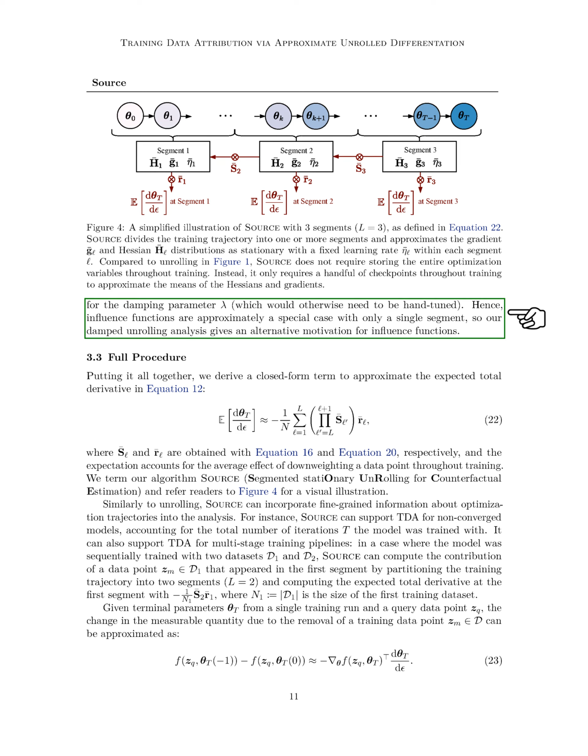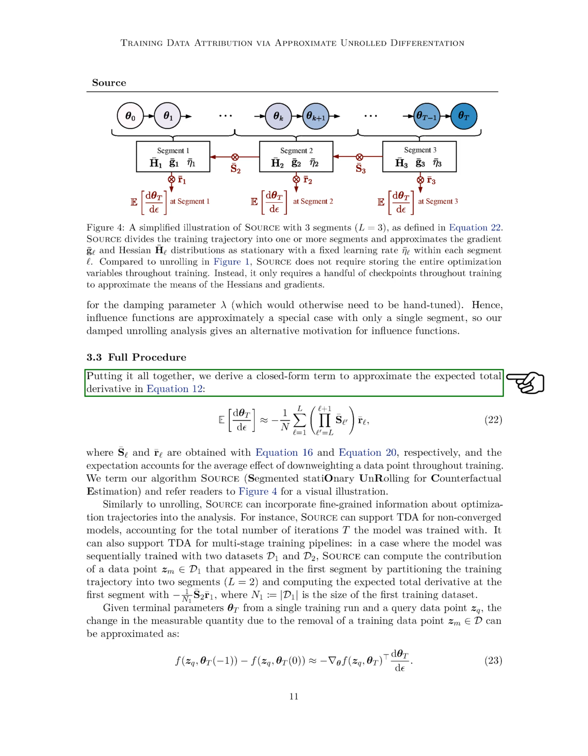Section: Full Procedure. In this section, we present the full procedure. We have developed a method to estimate the expected total derivative in a closed-form expression. This estimation takes into account the impact of downweighting a data point during training. Our algorithm, called SOURCE, Segmented Stationary Unrolling for Counterfactual Estimation, incorporates detailed information about optimization trajectories, similar to the unrolling technique.